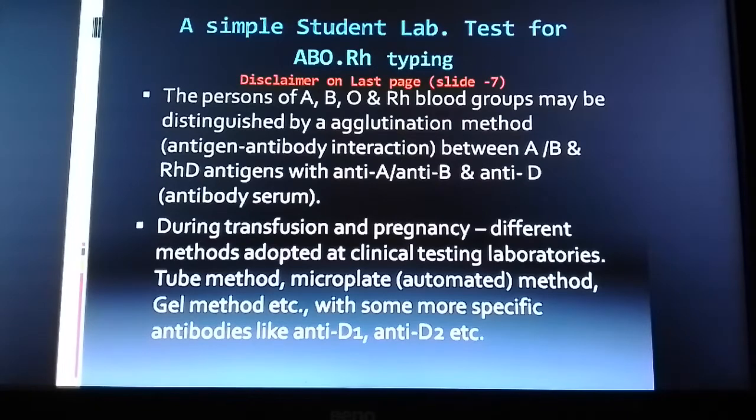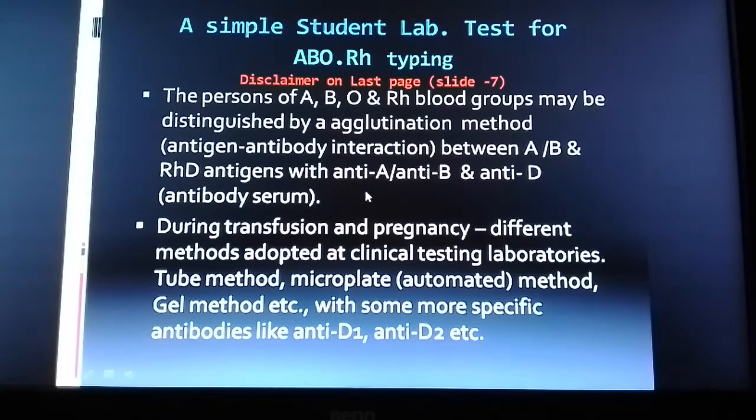But it must be understood that for the purpose of transfusion and to find out the RH incompatibility disease during pregnancy of the fetus and the mother, very accurate clinical testing is done in laboratories using different methods. Even some more antibodies, in addition to what are used in the general student laboratory test, are used in the clinical testing laboratories.